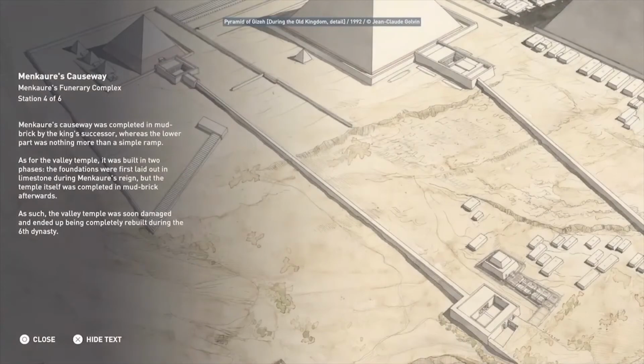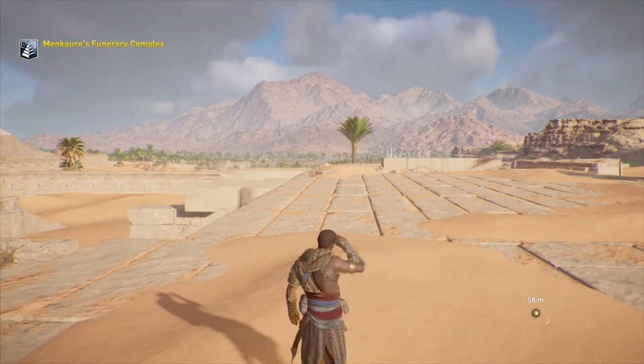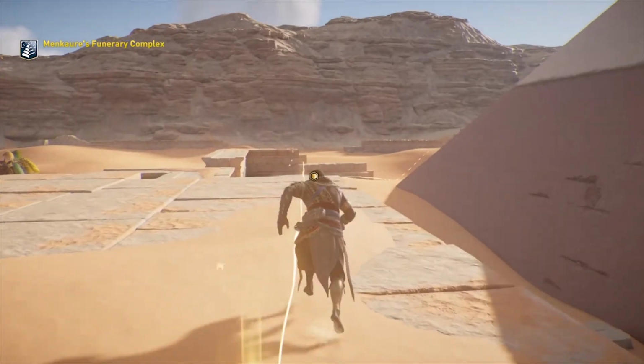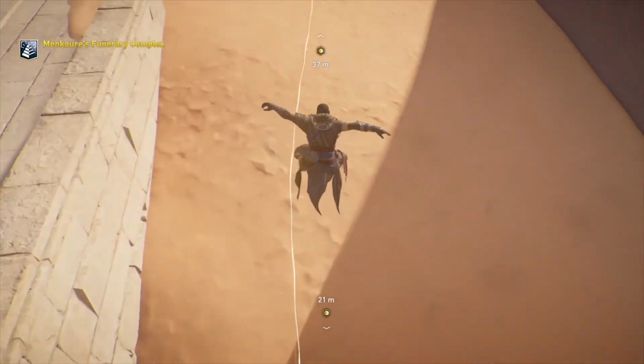Menkaure's causeway was completed in mud brick by the king's successor, whereas the lower part was nothing more than a simple ramp. As for the Valley Temple, it was built in 2 phases. The foundations were first laid out in limestone during Menkaure's reign, but the temple itself was completed in mud brick afterwards. As such, the Valley Temple was soon damaged and ended up being completely rebuilt during the 6th dynasty.